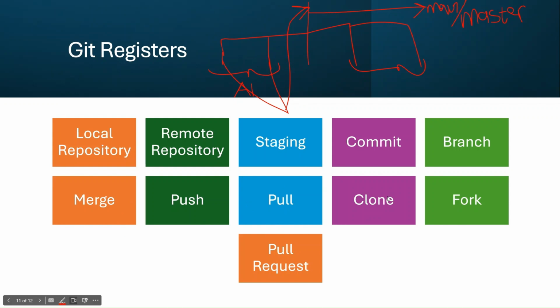What else? Clone. Like the word means, clone is like creating a copy of a repository on your own local machine. There's a repository, and you don't just want to pull one change or whatever. What you want to do is clone the whole thing. I want the whole repository on my laptop. So that's what clone does.